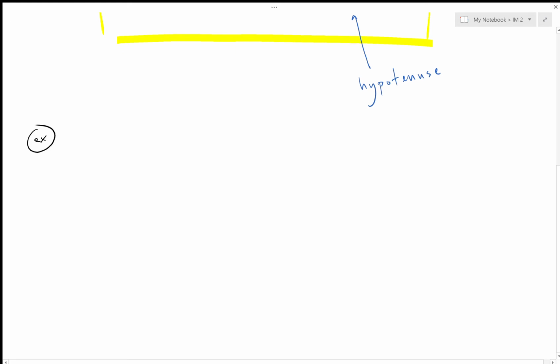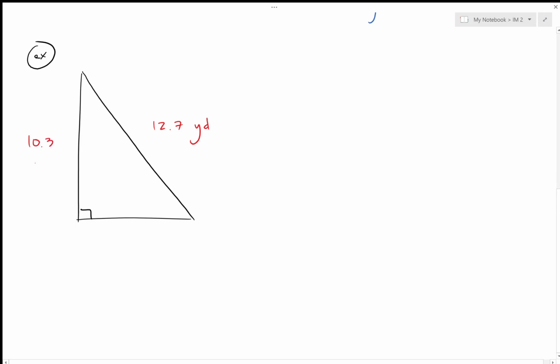Let's find the missing side of the following triangle. So, a right triangle, it's got a right angle. They're going to give us a couple sides here: 12.7 yards, 10.3 yards, and over here, let's call it X. That's our missing side. A little bit different this time compared to the other video. We've got decimals and we've got units of measure, so we have to be careful about that. Later on, our answer does have to have yards in it.